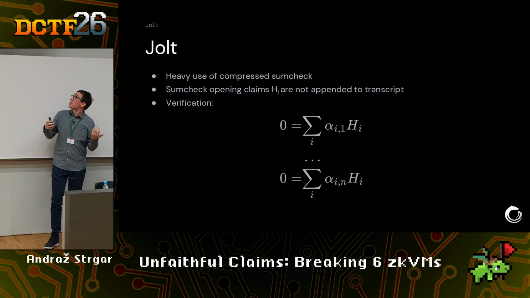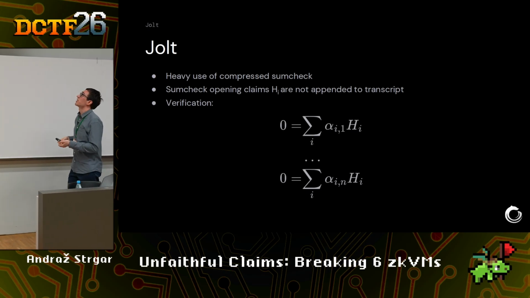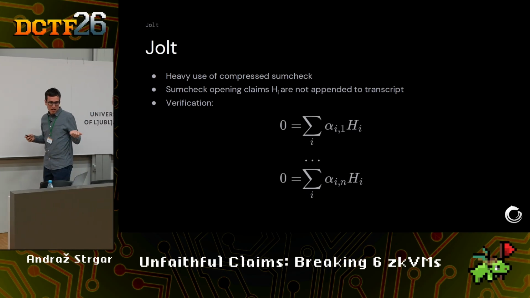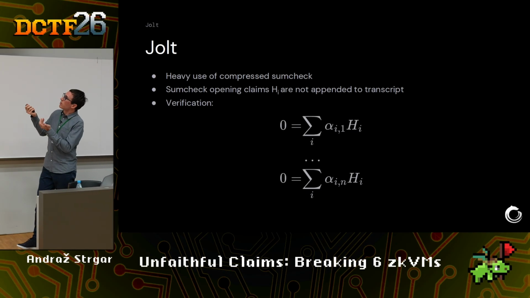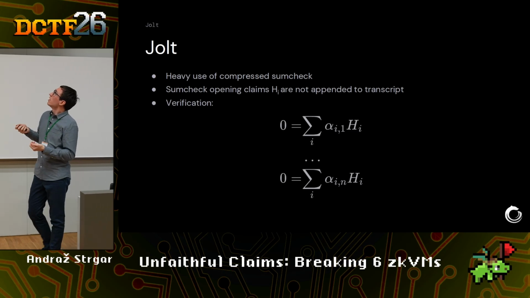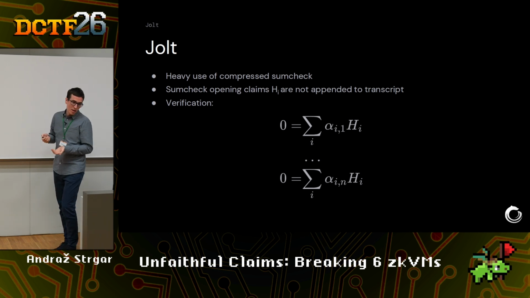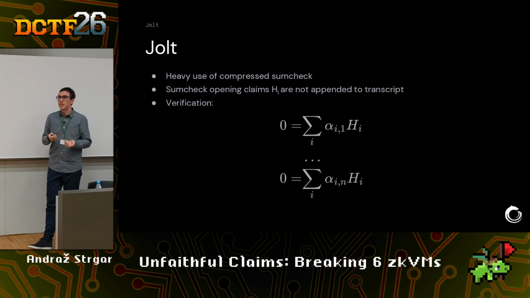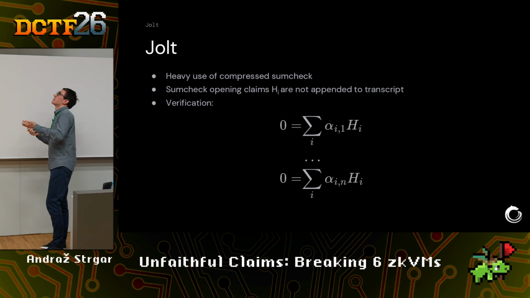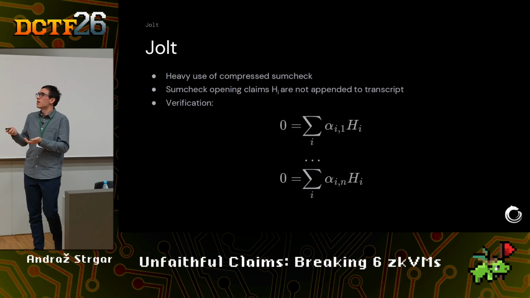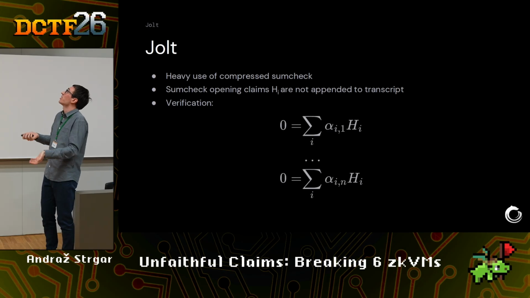Why I spent so much time talking about sum checks and that compression trick that leads to mistakes is, for example, Jolt and some others after it as well, is a zkVM which heavily relies on use of compressed sum check. And of course, since I am talking about it, they forgot to put the claims of that sum check into the Fiat-Shamir transcript.